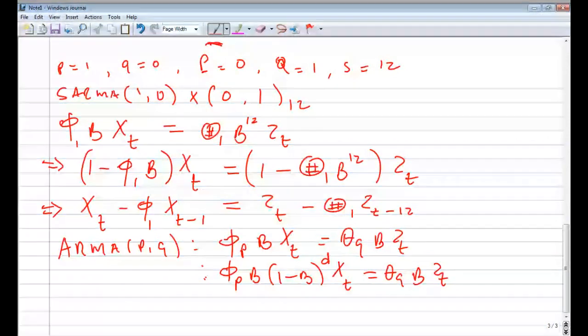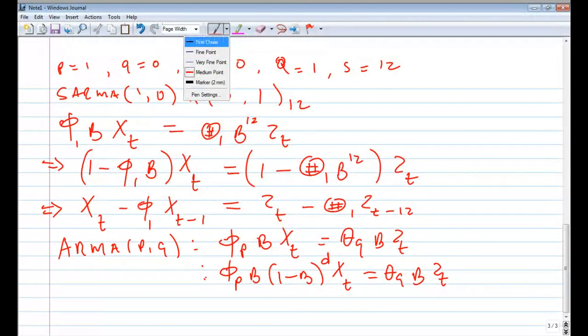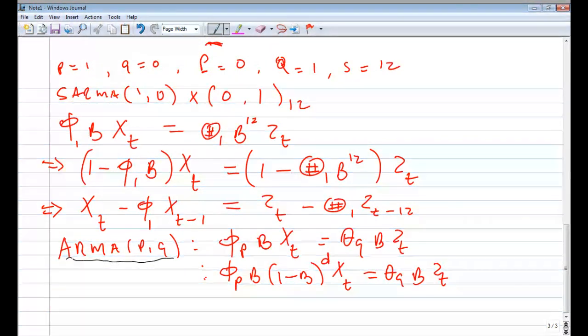So now, coming back to this part, remember it was ARMA because the process was stationary. So in this part, because this process is not stationary, ARMA now becomes ARIMA.